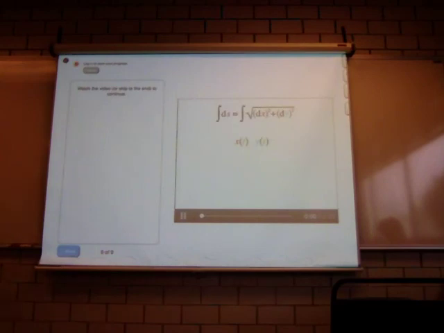Well done. This time, you multiplied and divided by dt. Then you moved the 1 over dt term into the square root, giving you the square root of dx dt squared plus dy dt squared. So when you have parametric equations, this is the formula you can use to find the length of a curve.